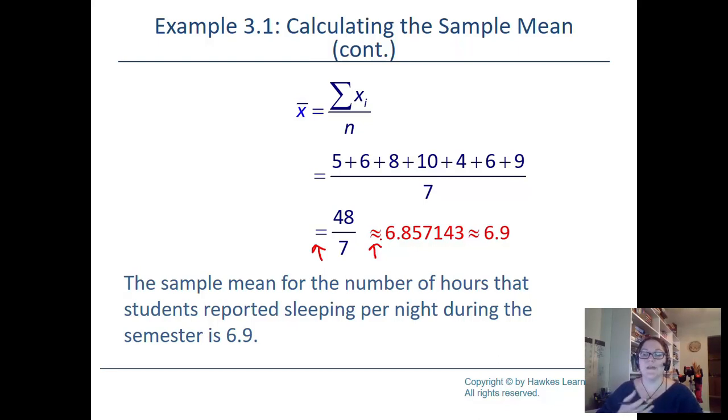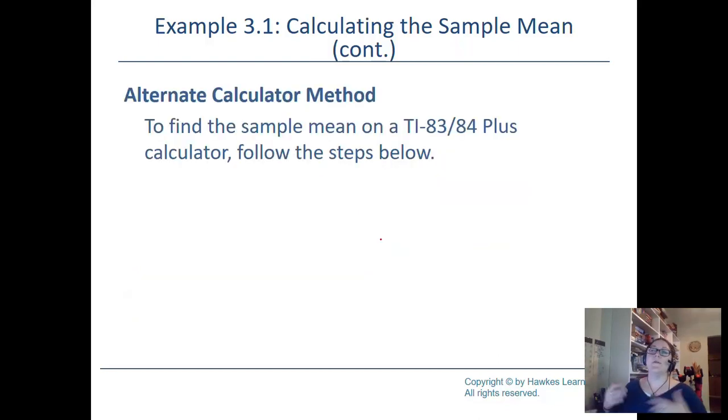And again, this is my sample mean. Now, there is an alternative method, and that alternative method is basically using the calculator. I'm going to walk you through those steps for the calculator. So you're going to find that sample mean using a TI 83 or 84 calculator.